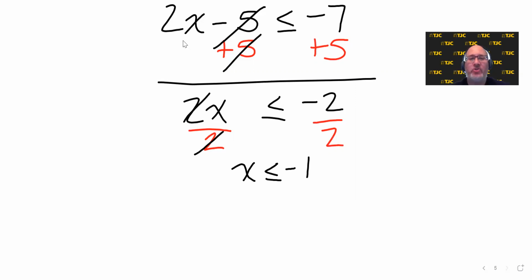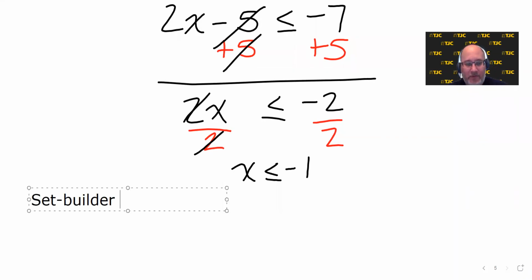If we wanted to write our solution all three ways, set builder notation, I could practically just take the inequality that you see there, put a vertical line in front of it preceded by an x, and then put braces around it. And that would be our set builder notation. I'm going to remove it there and write it off to the side, because when I save this as a PDF, I want the original solution by itself.